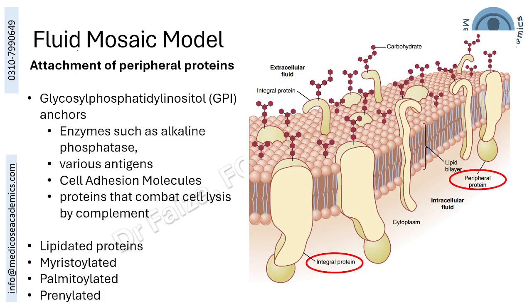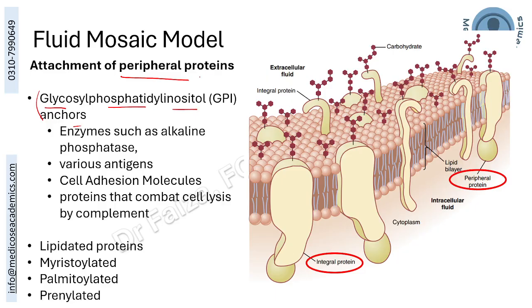This is the list of detailed functions of the proteins, as you can see over here. The peripheral proteins, if we talk about them, are attached to the cell membrane via this glycophosphatidylinositol anchor. So they have to attach by some glue, you may say, and this anchor is acting as a glue for attachment of the peripheral proteins to the cell membranes.